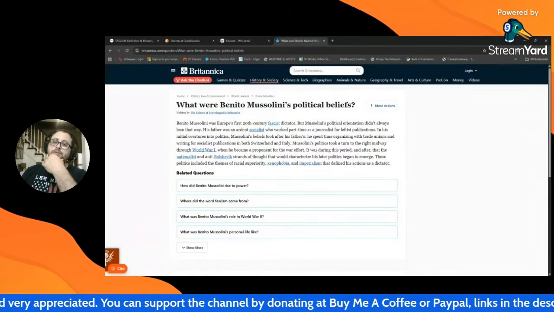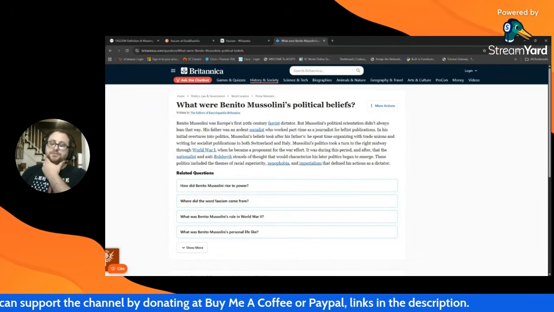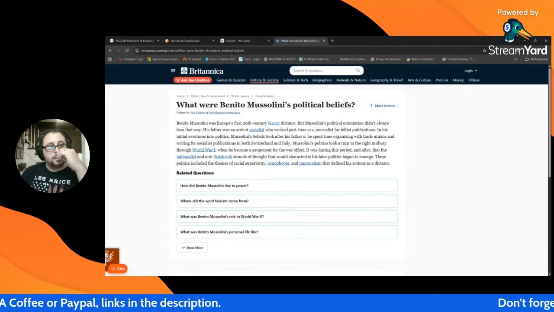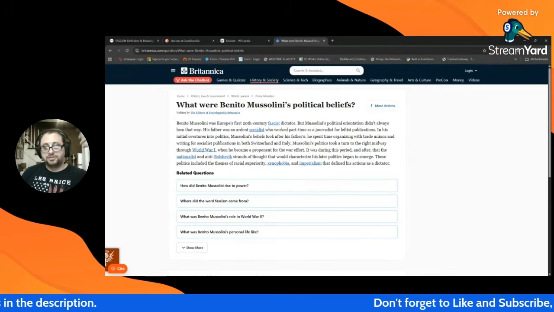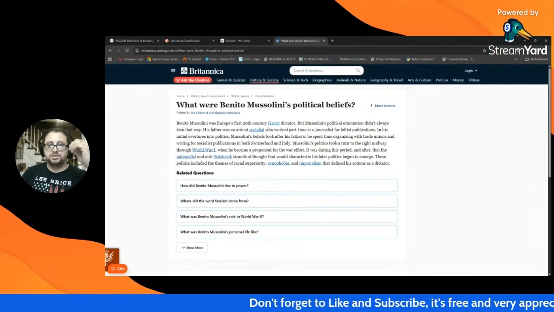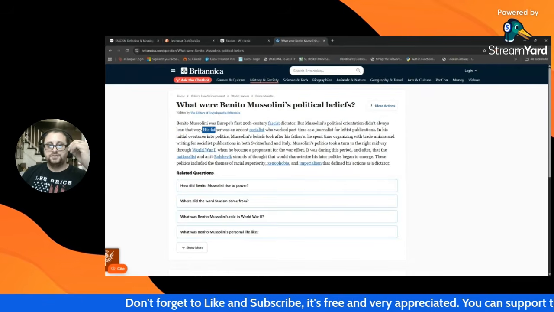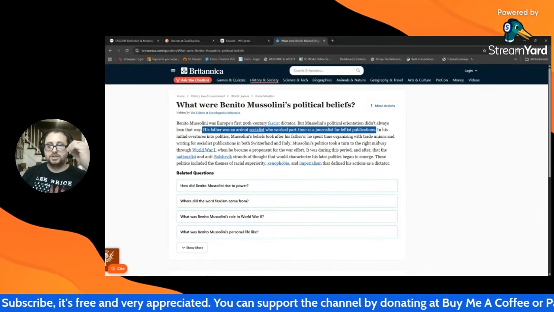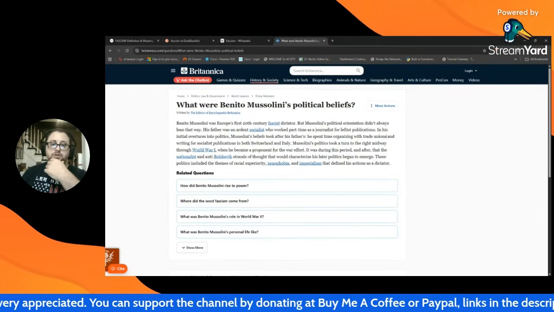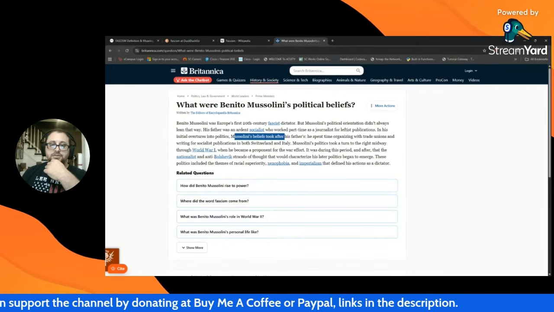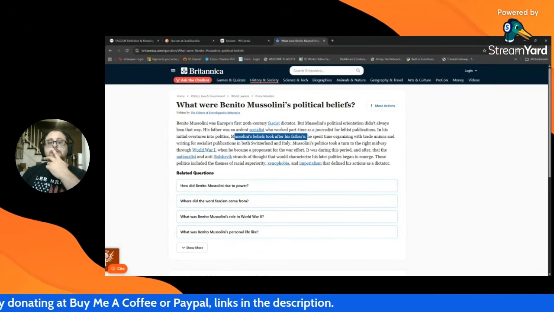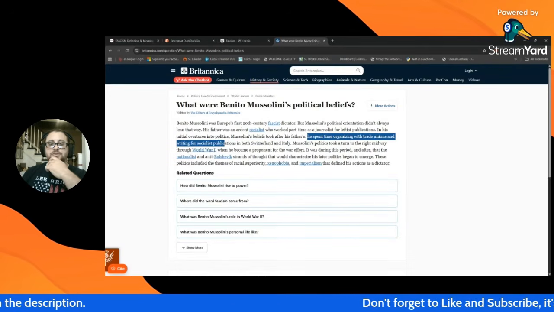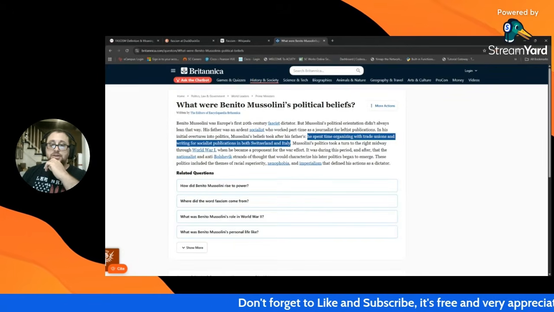Now some people try and argue, well, Mussolini was the first fascist dictator, of course, so let's go look at him. This is from the Britannica. Benito Mussolini was Europe's first 20th century fascist dictator, but Mussolini's political orientation didn't always lean that way. His father was an ardent socialist who worked part-time as a journalist for leftist publications. In his initial overtures into politics, Mussolini's beliefs took after his father's. He spent time organizing with trade unions and writing for socialist publications in Switzerland and Italy.